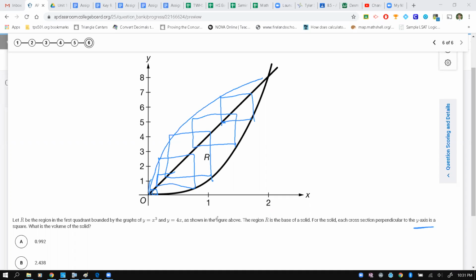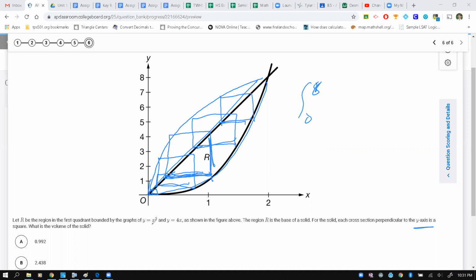In order to do that, because I'm doing from the y-axis, I'm going to integrate from 0 to 8. And to find the area of a square, I would do its width squared, right? Because the width and the height, they're the same thing. So how do I find the width of each of these squares? Well, again, I'm going left to right. So it's just the right function here minus the left function. But I do need to make sure they're in terms of y, which they're not.